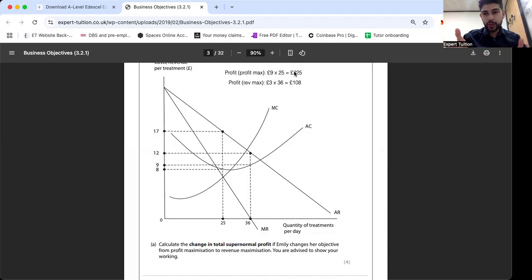And by the way, in terms of logic, that should make sense, because the point at which you make the most profit is obviously profit maximization. So she made a lot more profit when she maximized profit at MC equals MR, £225, compared to switching to revenue maximizing behavior, where she only made £108 of profit. Cool. So nice little warm up.